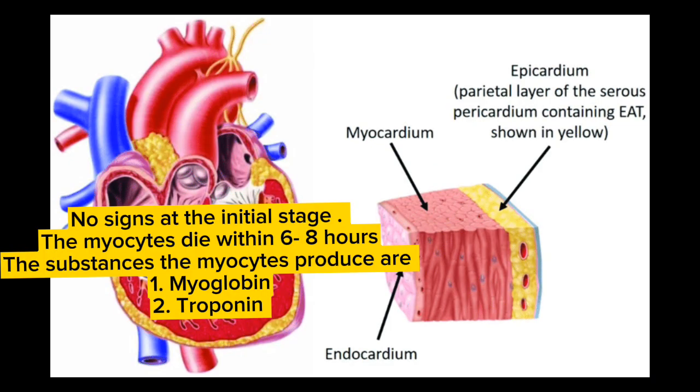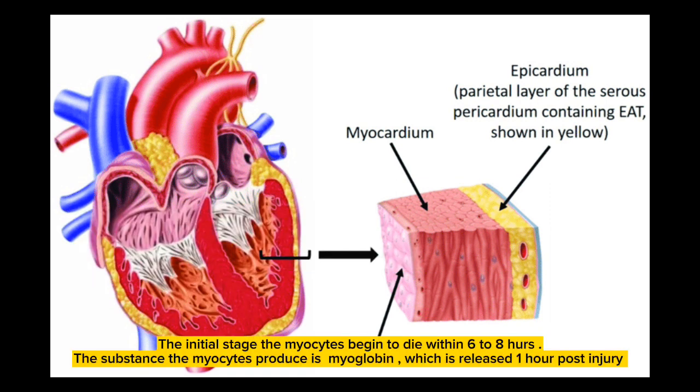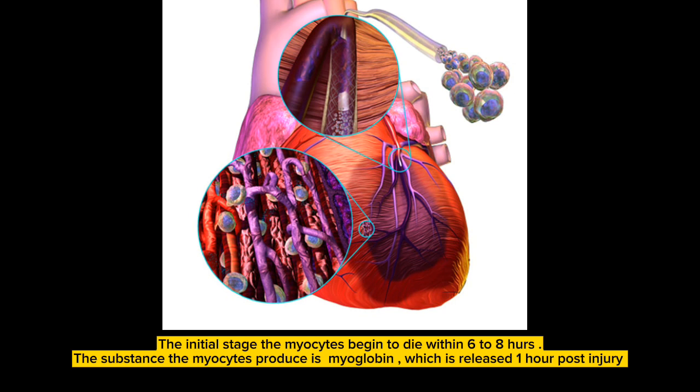Signs and symptoms of coronary artery disease. When the heart muscle doesn't get blood for about 45 minutes, necrosis occurs, and over 500 cells die per minute. So the signs and symptoms: initially, no signs at the initial stage. The myocyte dies within 6 to 8 hours.